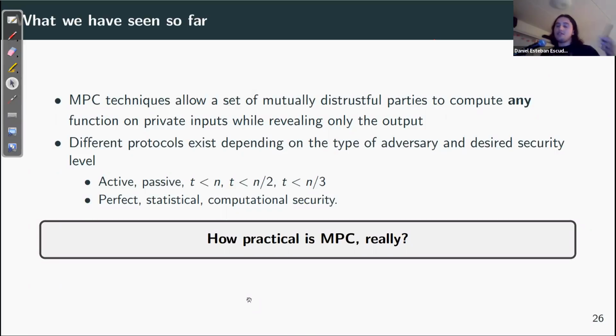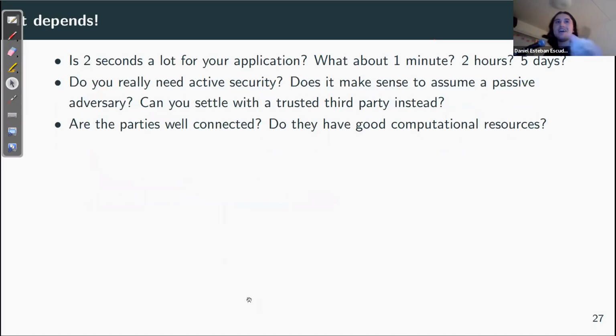And I had some application that I didn't have the time to check into, but for some applications, it's actually very possible. But the answer, as with many questions in life, is it depends. So how practical is this? Well, is 2 seconds a lot for your application? Or what about 1 minute, or 2 hours, or 5 days?